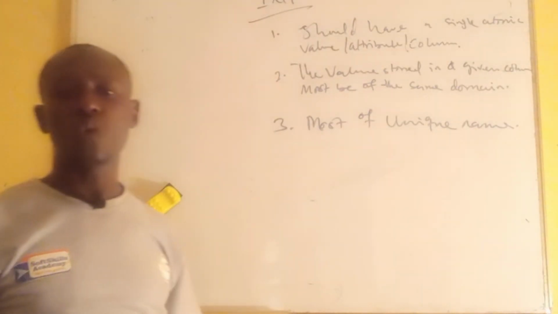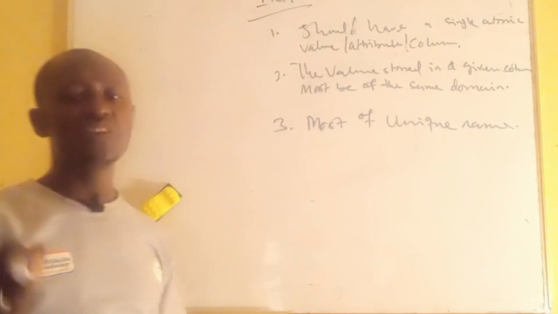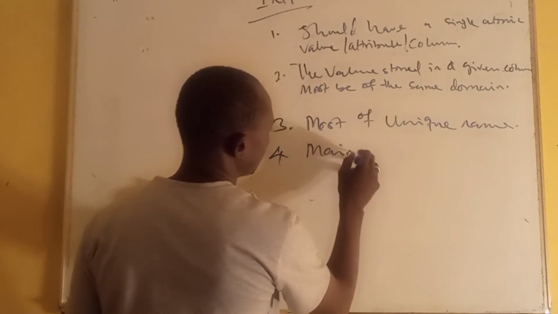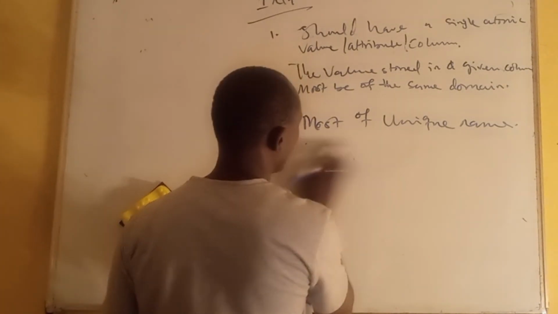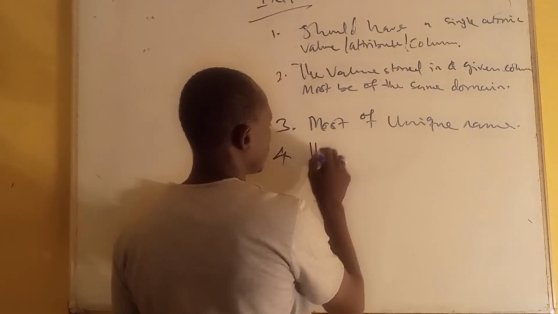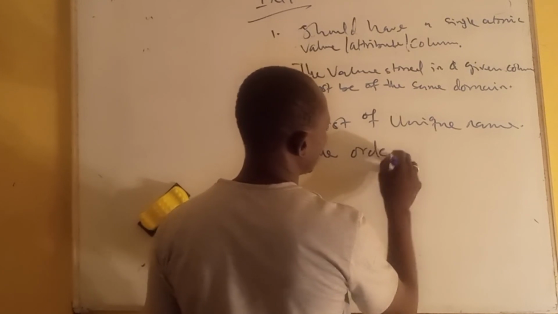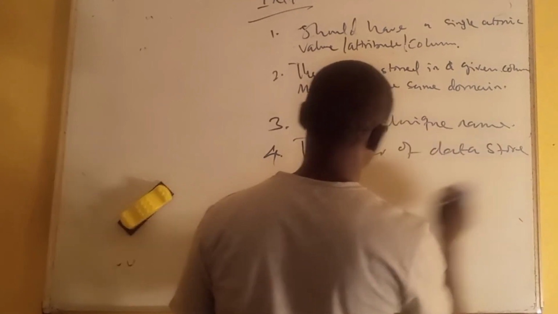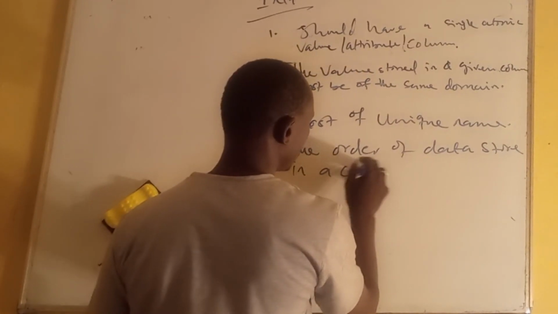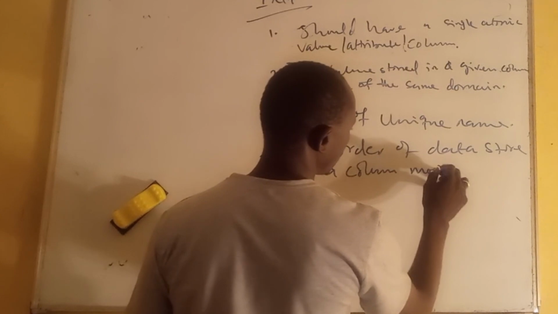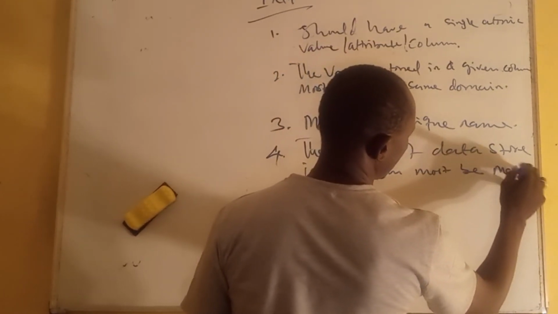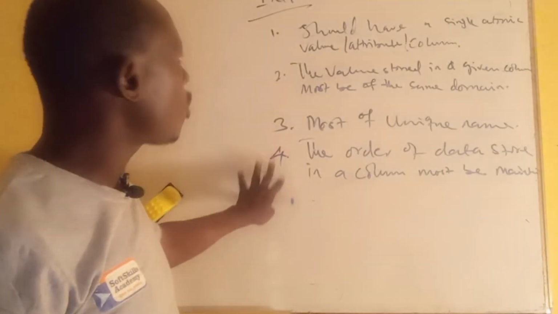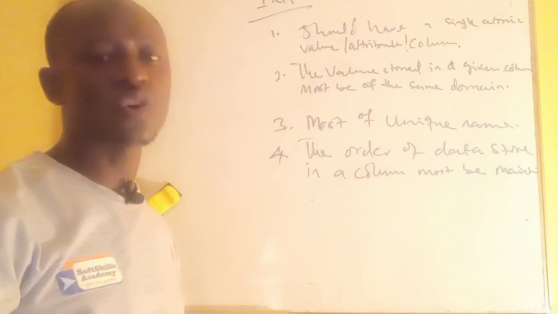Then the fourth one: you must maintain the order in which this data should be stored. The order of data stored in a column must be maintained. Right? So these are the 4 conditions of first normalization form.